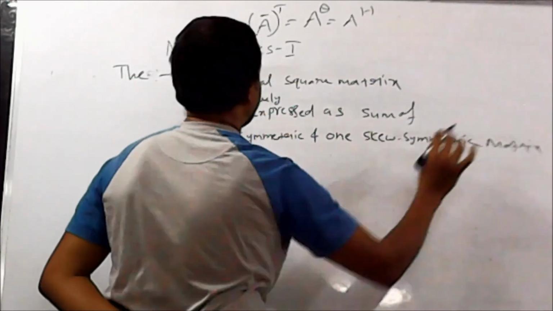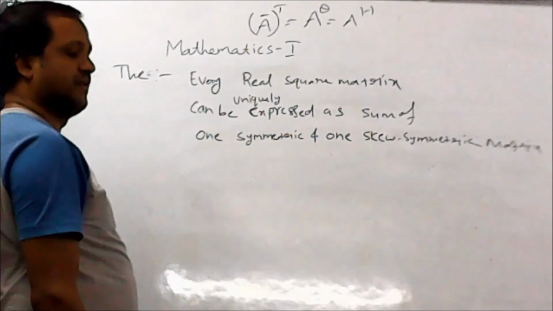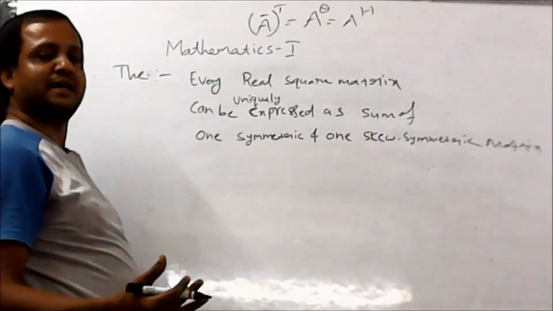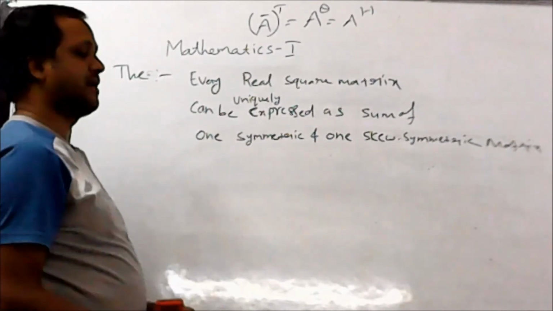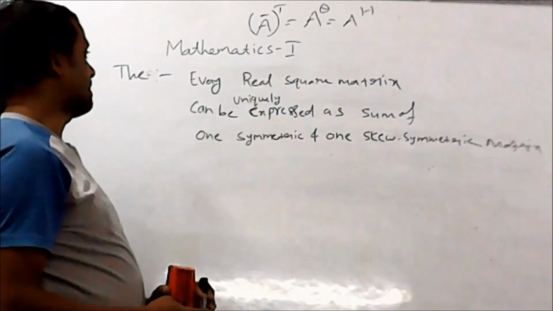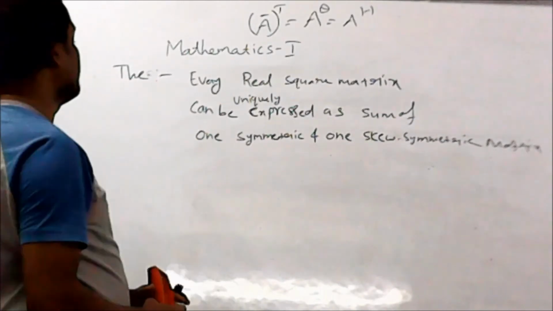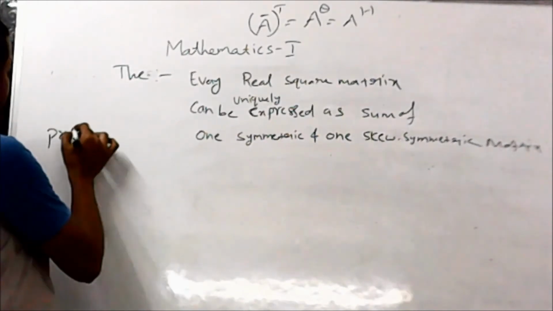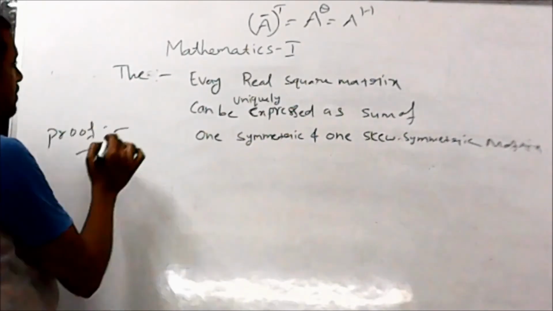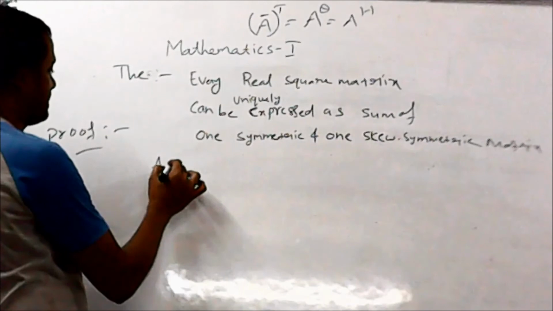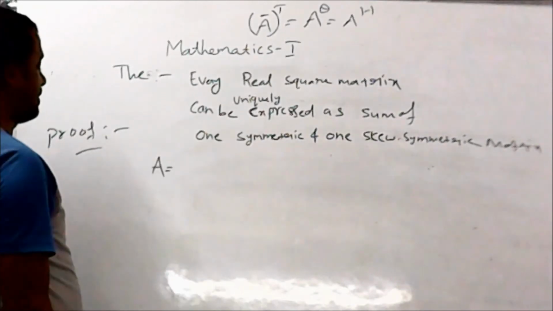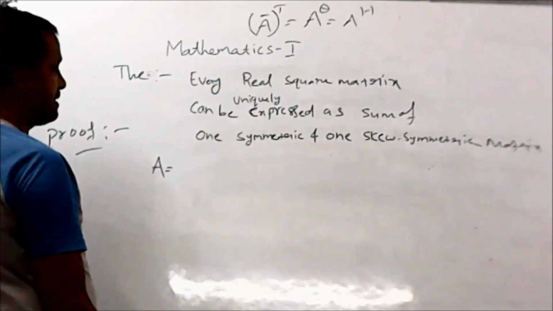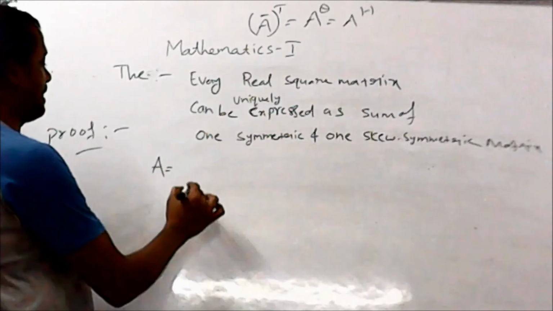Every real square matrix can be uniquely expressed as the sum of one symmetric and one skew symmetric matrix. Sometimes they may ask about the proof. So how to prove it? We need to assume the matrix A is given, and write it in two expressions such that one is symmetric, another one is skew symmetric.